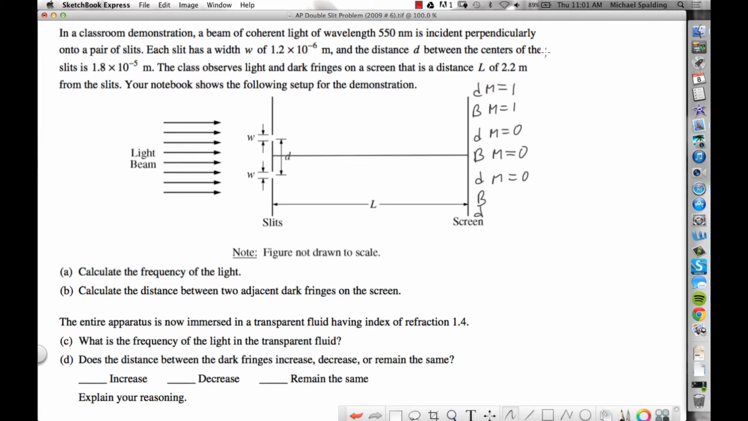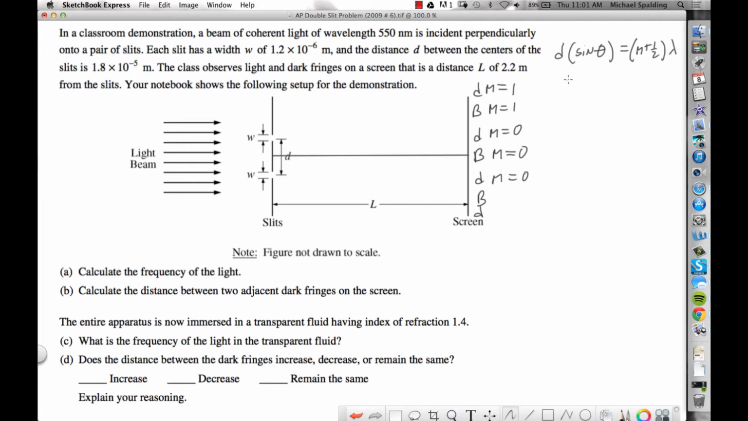Now, the equations that you're using: d sine theta equals m lambda. That's for a bright. If it's a dark, then this becomes m plus 1/2 lambda. Does that make sense? So if it's bright, then it's m lambda. If it's dark, it's m plus 1/2. If you're confused, watch my lecture from yesterday.